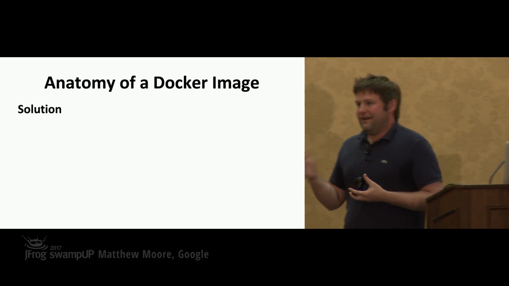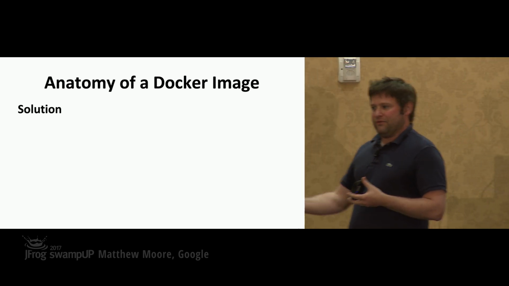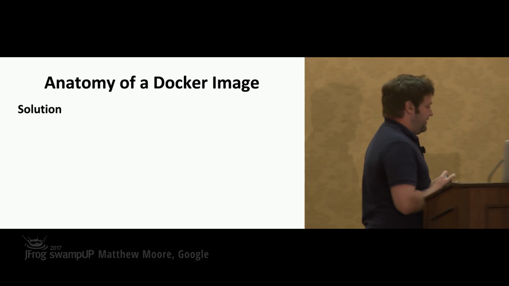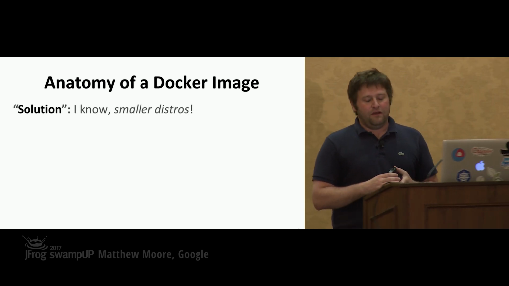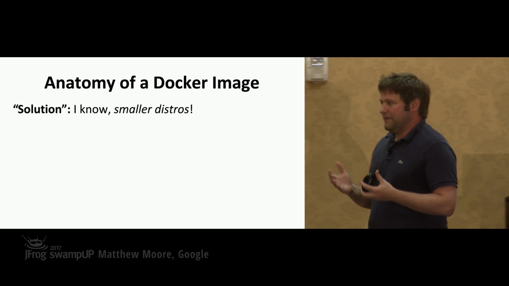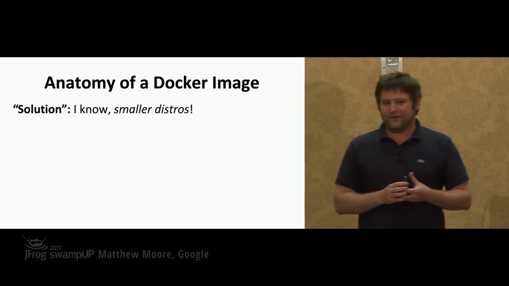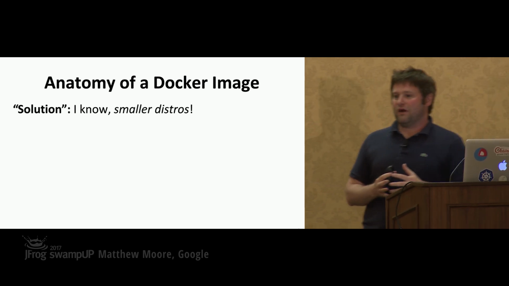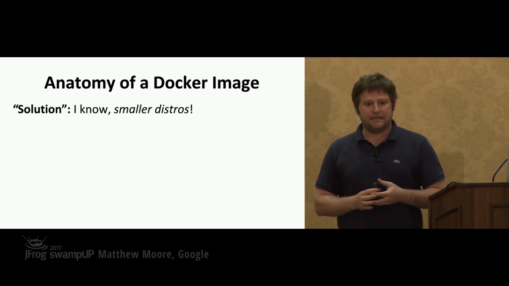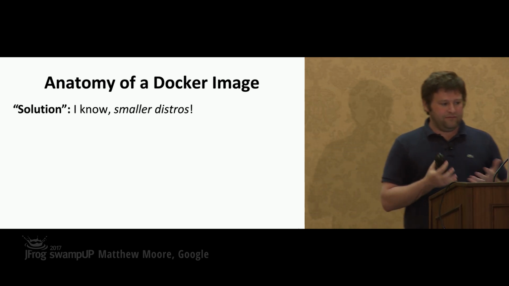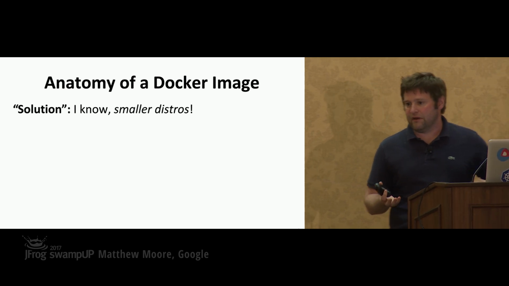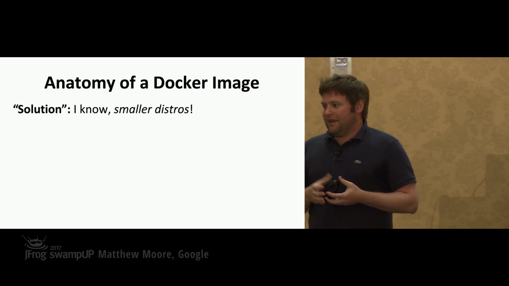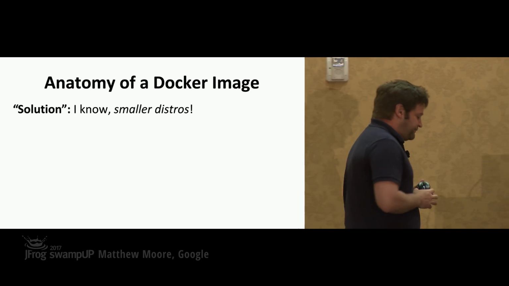Okay, so we hit this barrier with what's required for Debian and Ubuntu, and we arrive at our ultimate solution, which is smaller distros. We basically found distros that had much smaller requirements about what was actually required to qualify as that distro. And what we found was things like Alpine, right?